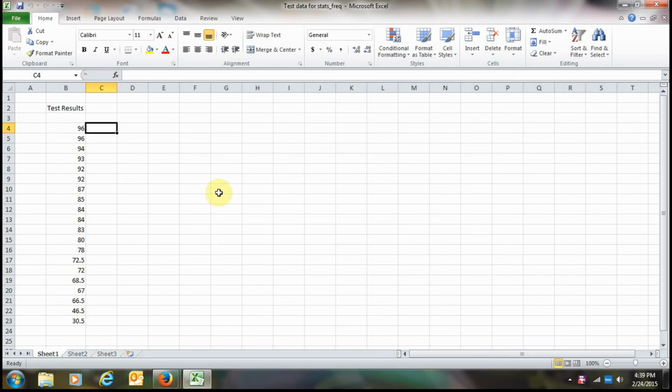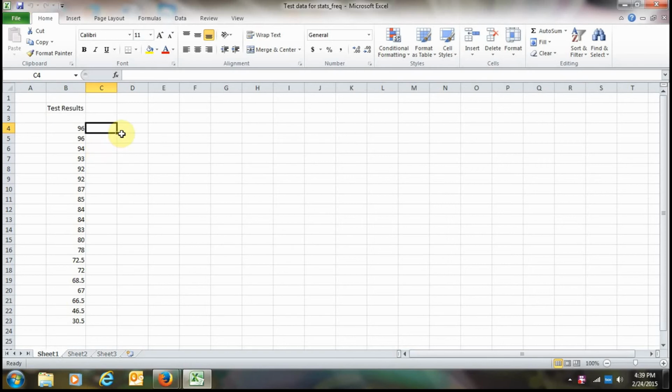Okay, we're going to look at this data. I've posted this data for you. It's called Test Data for Stats Frequency, and it's with the 6A and 6B PowerPoints. And we're going to look at some of the things you can do in Excel with the statistics and information. So let's try, first of all, to get this data.